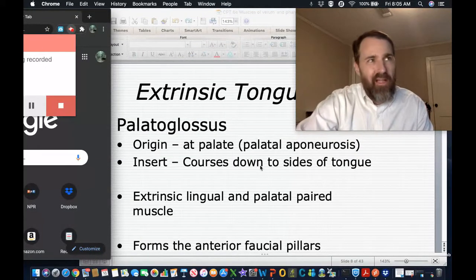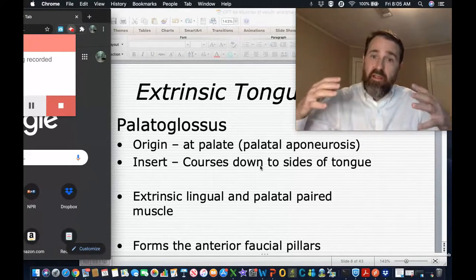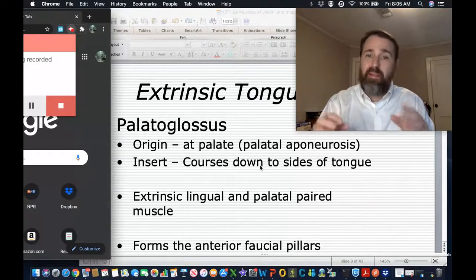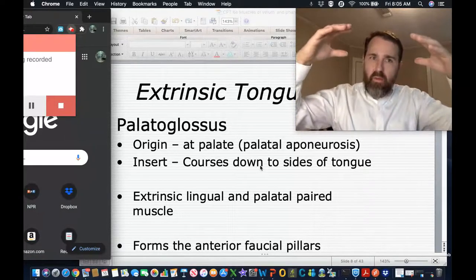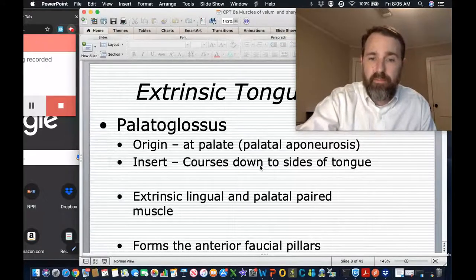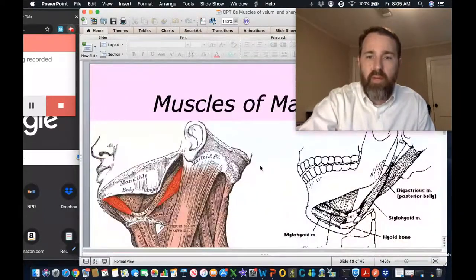All right, so the next muscle is the palatoglossus. The palatoglossus originates within the soft palate. There's a tendinous structure within the soft palate known as the palatal aponeurosis. And then it courses down to insert into the sides of the tongue. So let's scroll down a little bit and find one of my illustrations.